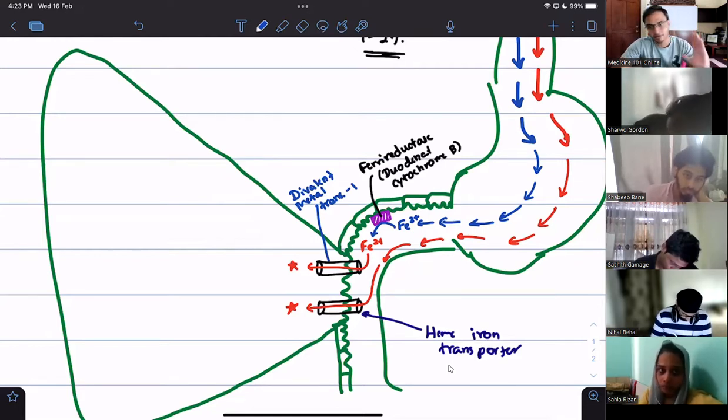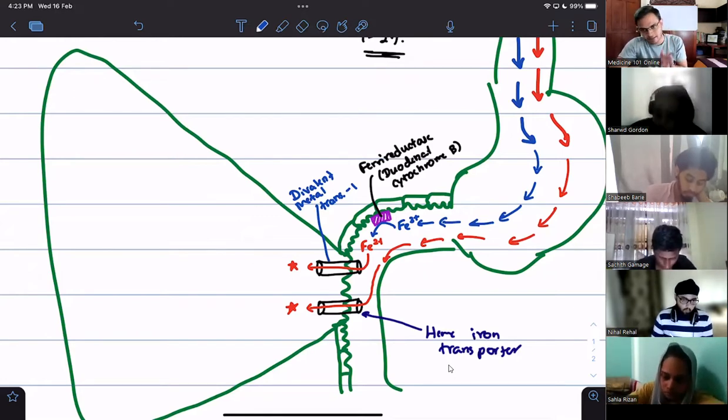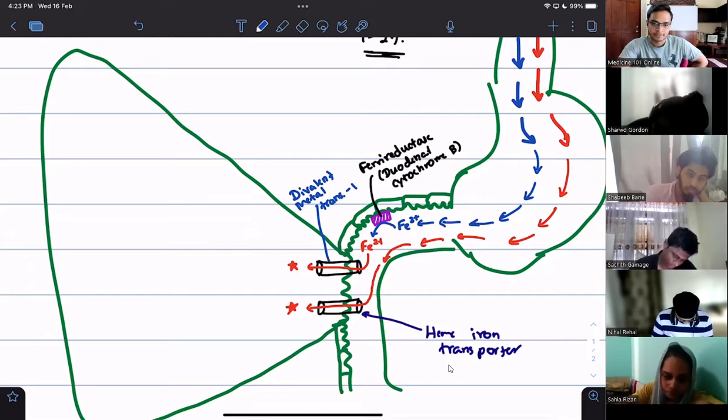Now what has happened? The iron that we took in the diet has reached our duodenal mucosal epithelial cell. And in this cell, at the moment, in what form is the iron? It's in the ferrous form.